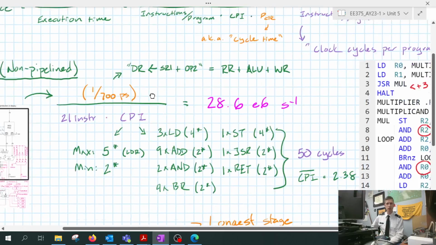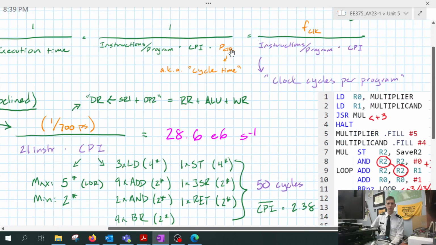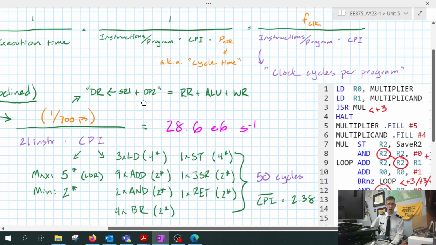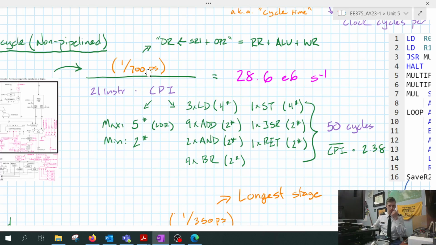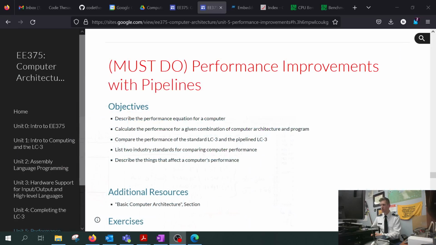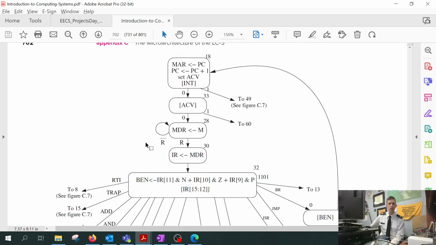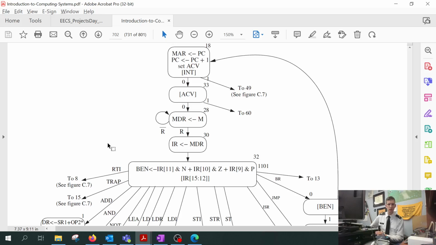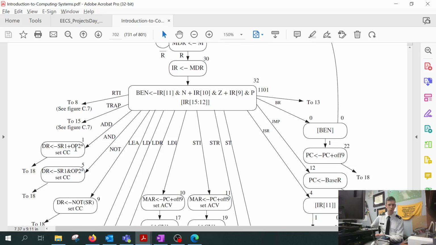So to do that, we're going to apply our performance equation. We're going to start with the period or frequency of our clock, and that's limited by the single longest stage in our finite state machine. Based on my inspection of the finite state machine diagram here, the longest single stage is either this one or one of these ALU operations here.